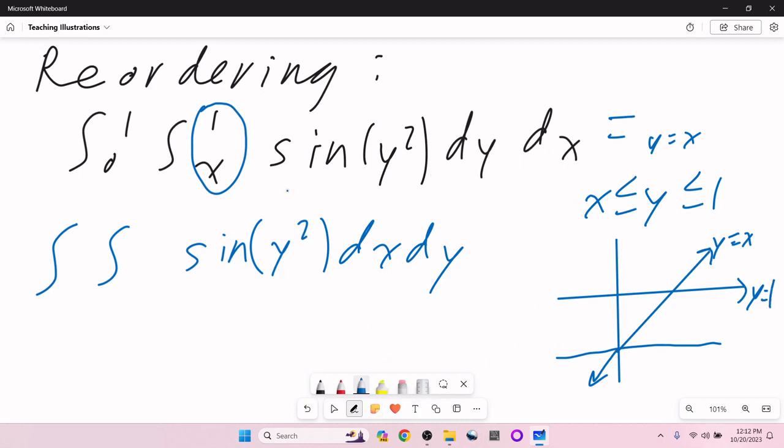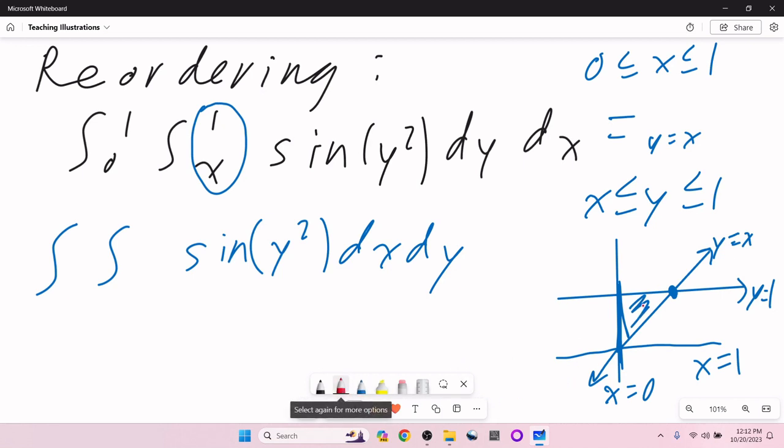And then it says x goes from 0 to 1. So 0 is less than or equal to x, less than or equal to 1. So there's x equals 0. And x equals 1 just happens to be the same as the intersection point. So this is our region. So if we want to do x first, going left to right, x starts at 0 and it ends at y. So we can say x ranges from 0 to y. And then y ranges, the lowest y is 0, the highest y is 1, 0 to 1.